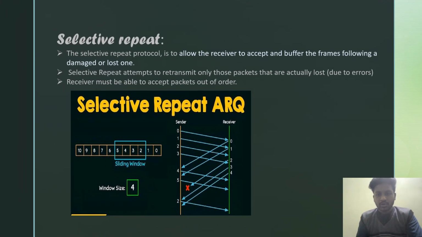Selective repeat protocol is a type of protocol which allows the receiver to accept and buffer the frames which are lost or damaged. The main goal of selective repeat protocol is to retransmit only those packets which are actually lost due to errors or any other issues. The receiver must be able to accept packets out of order.